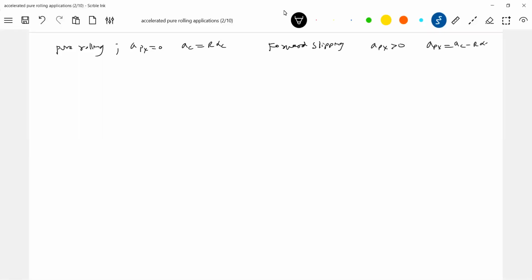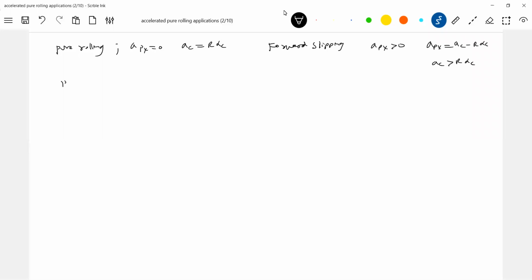Once again, in pure rolling, the acceleration of point P will be 0. AC is equal to R alpha C. The acceleration of point P along the x-axis will be 0, and because of that AC equals R alpha. In forward slipping, the acceleration of point P along x will be greater than 0, where AC will be greater than R alpha C.